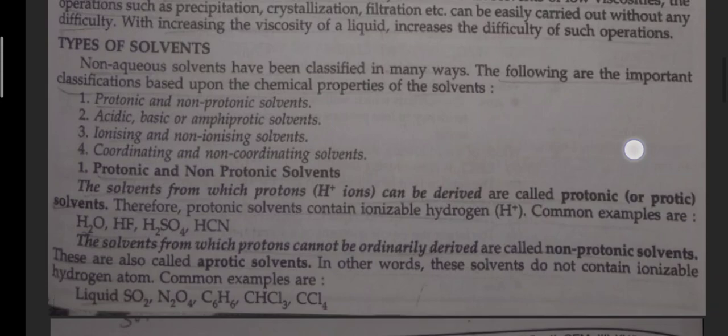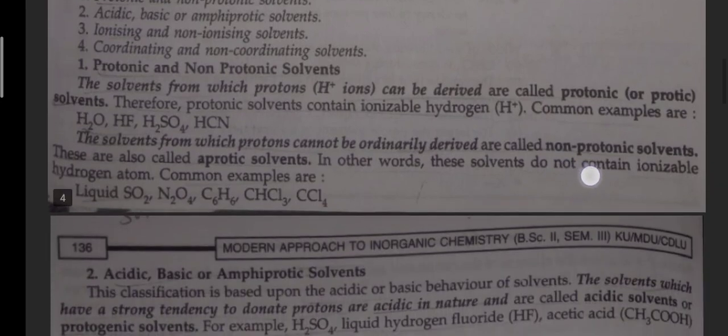Next topic is types of solvent. There are four types of solvent. First is protonic and non-protonic solvent. Second, acidic, basic and amphiprotic solvents. Third is ionizing and non-ionizing solvents. And fourth is coordinating and non-coordinating solvent. Firstly, we will study protonic and non-protonic solvent.